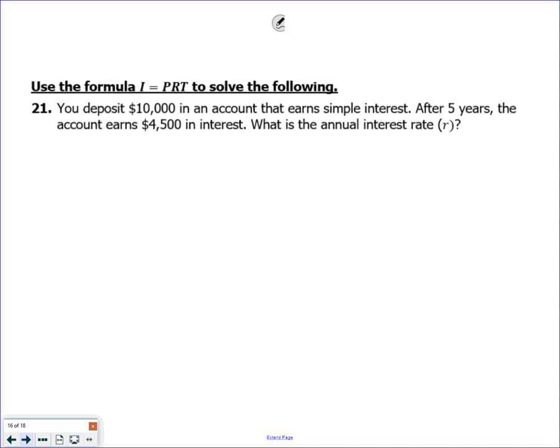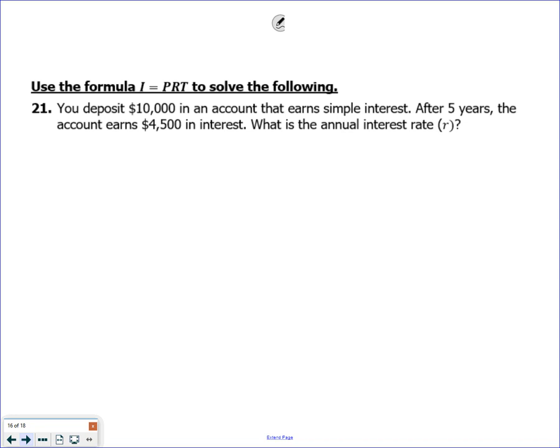I equals PRT. All right, let's talk a little bit about what each of those letters stand for. Okay, I is the interest earned, so the money that you make. P is the principal amount, meaning how much you put in or how much you deposit. R is the rate, and T is the time in years. So now let's read the question.